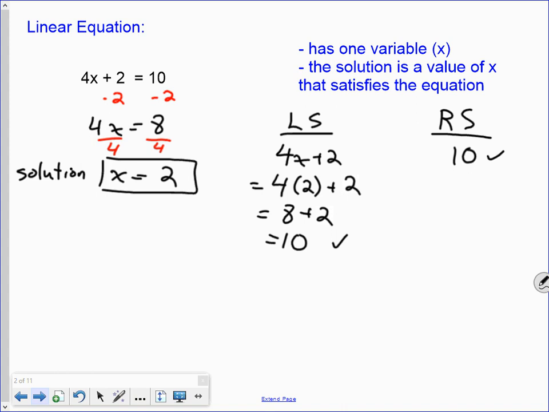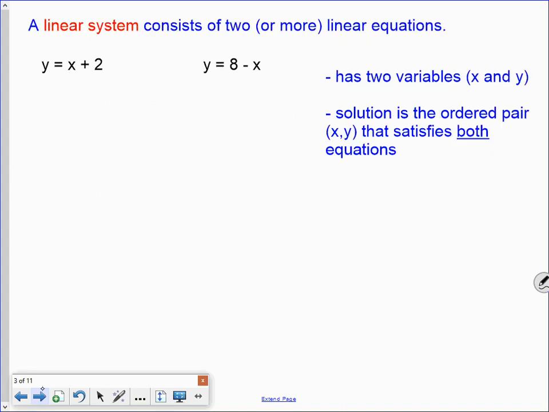So a linear equation has only one variable, in this case x, but it could be any other letter, and our solution is the value of x that satisfies the equation, that when we sub it in, makes the left side equal to the right side. A system of equations, or a linear system, consists of two or more linear equations considered at the same time. So here we have a linear system consisting of the equations y equals x plus 2 and y equals 8 minus x. So notice we have two variables, x and y.